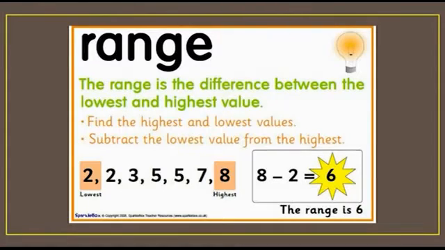The range. The range is the difference between the lowest and the highest value. So you find the highest value and the lowest value, and then you subtract the lowest value from the highest value. And that is how you'd come up with your range. So for this set of data, the highest value is 8, the lowest value being 2. You would subtract 2 from 8, giving you 6. For this set of data, 6 is the range.